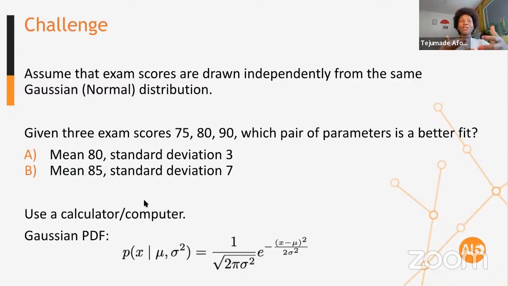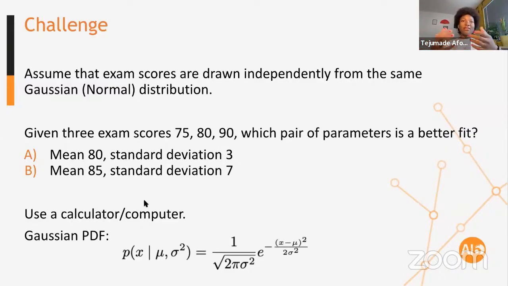So I'm now telling you that we have 2 options. There is a Gaussian that has a mean of 80 and standard deviation of 3. Another one has a mean of 85 and standard deviation of 7. Which of these 2 distributions could have generated our data, which is exam scores 75, 80, 90?